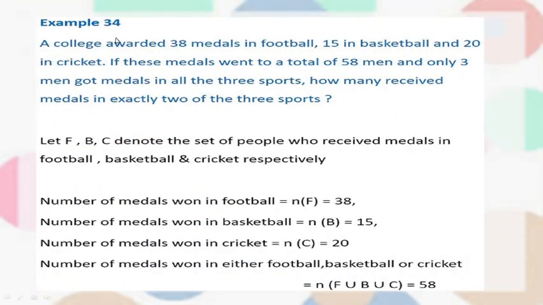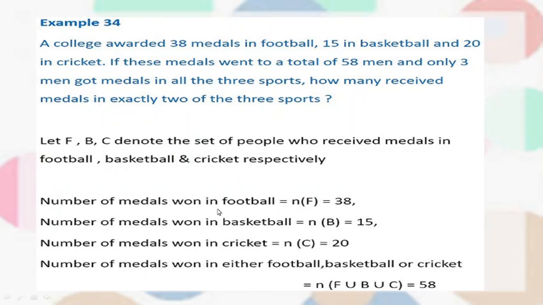Now let's take example 34. A college awarded 38 medals in football, 15 in basketball, 20 in cricket. If these medals went to a total of 58 men and only 3 men got medals in all 3 sports, then how many received medals in exactly 2 of 3 sports? Now let F, B and C denote the set of people who received medals in football, F for football, B for basketball and C for cricket for our convenience.